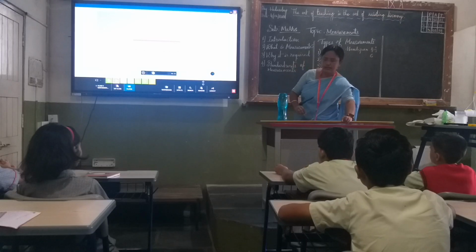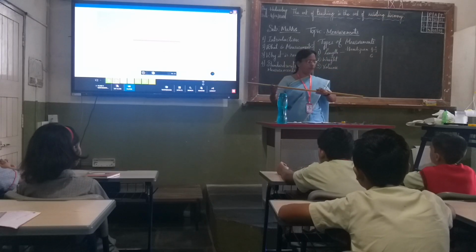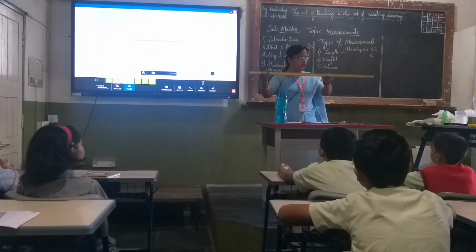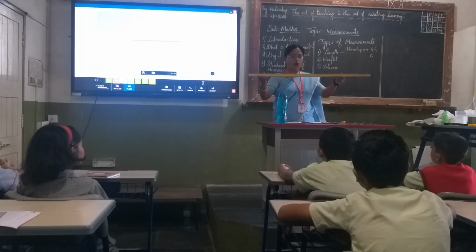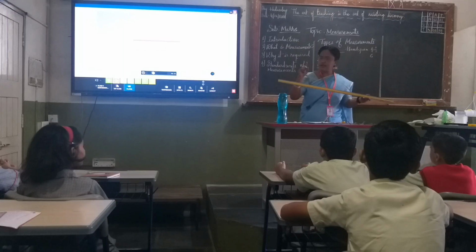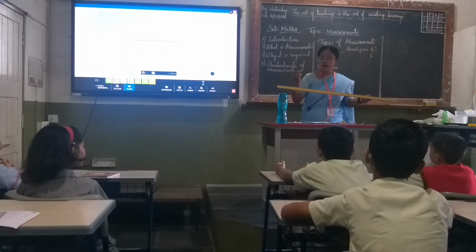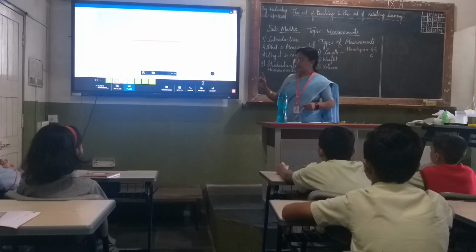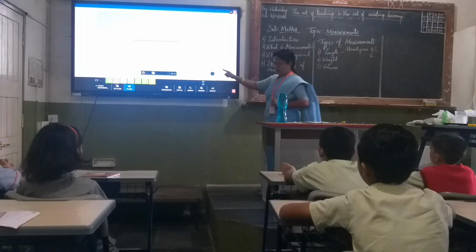Same way, see here, this ruler you are having from 0 to 100 numbers. 0 to 100. So it is a meter or meter scale. So 0 to 100 is 100 centimeters, which make 1, what is it? 1 meter, isn't it? Now how to measure the length of the pencil and all? See here.